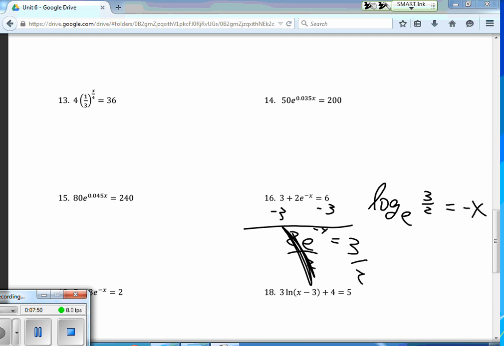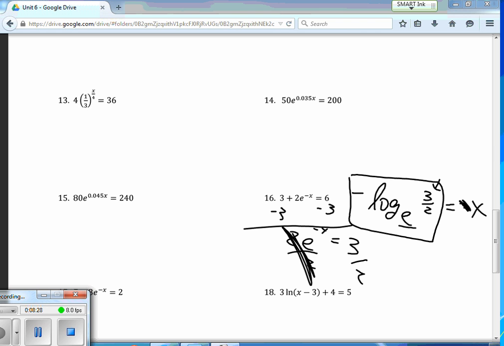Is x completely alone? No, so how do I get the negative off of there? You can put a negative on both sides. So now I'll have negative negative x, which is just x. And you can leave it that way. Now, if I could get an answer for it, I should. But you don't know what log base e of 3 halves is. If that was an e, you'd be able to do log base e of e, and you could get 1. Much easier. So there's an example of getting the clump alone.